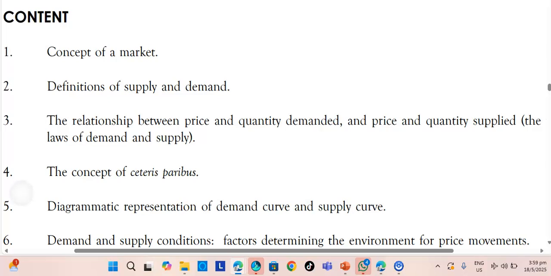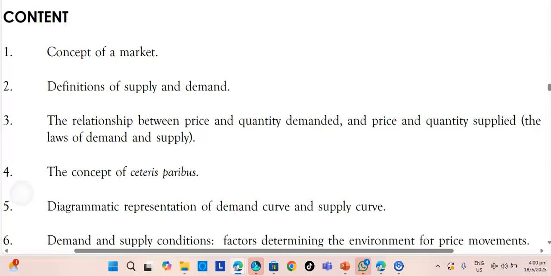So if the price, again, another example, guys. If the price of oranges rises from $1 to $2 per pound, farmers will supply more oranges to the market. That means supply increases as price rises.